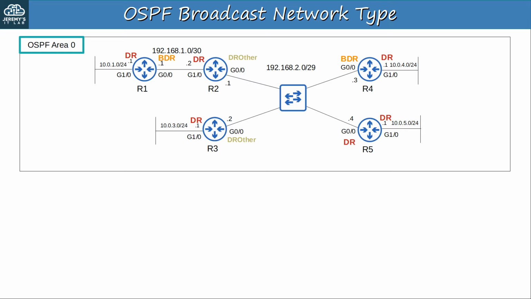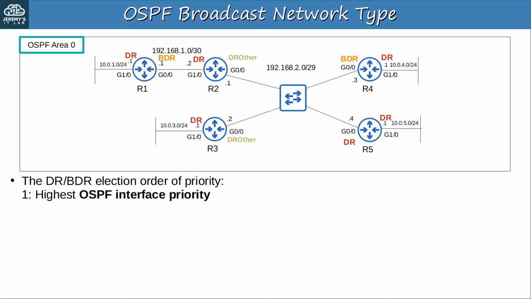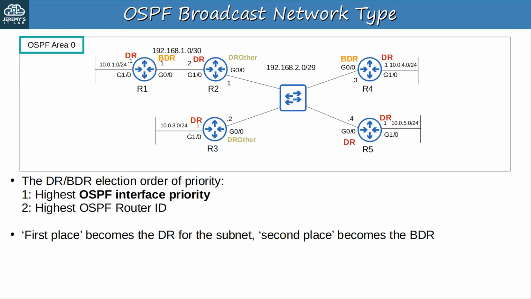So here's how the DR and BDR are elected. There is an order of priority. First up, the router with the highest OSPF interface priority in the subnet becomes the DR for the segment. However, all interfaces have the same priority by default, so then the routers compare their OSPF router IDs. The router with the highest OSPF router ID wins. First place in the election becomes the DR for the subnet, and second place becomes the BDR. The default OSPF interface priority is 1 on all interfaces. So, as I said, by default the router with the highest router ID will become the DR for the segment.